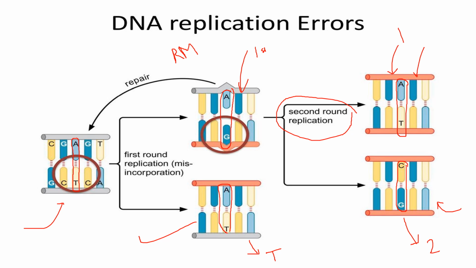If the error is repaired, there is no problem. But if the error is not repaired, it will become part of the second round of replication, then the third, fourth, fifth, and so on. So it will become part of the next generation.